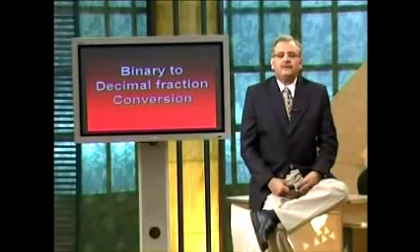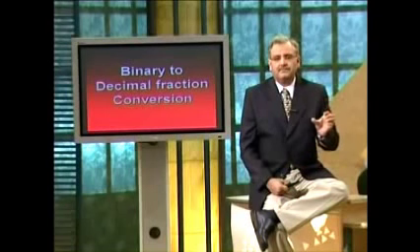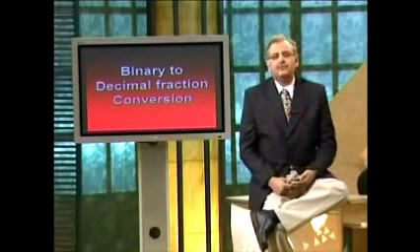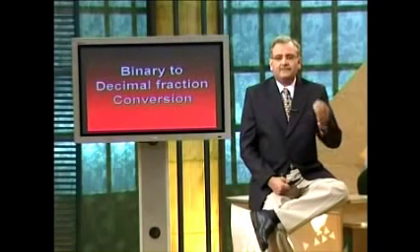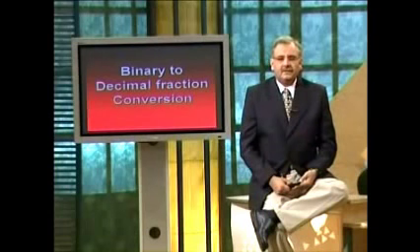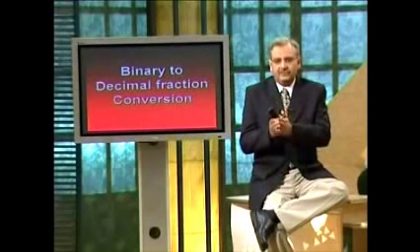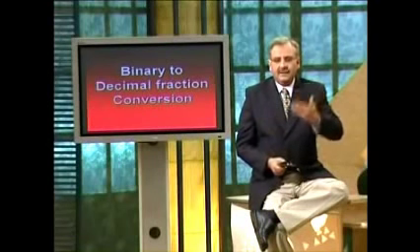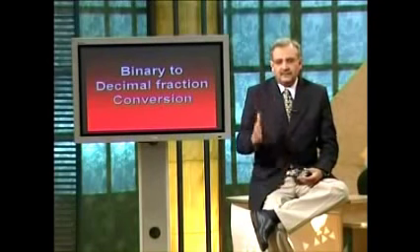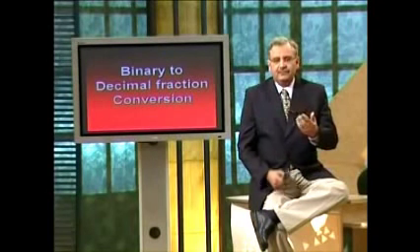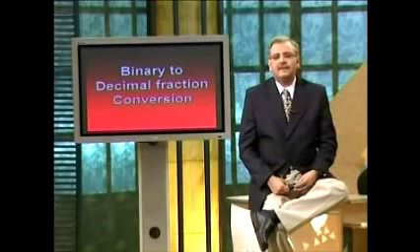Consider an example, 0.1101. It's a binary number represented as a fraction. We need to convert it into decimal. So sum of weights. What is the weight of the bit immediately to the right of the binary point? It's 2 raised to power minus 1. The weight of the bit immediately to the right of the binary point is one half. What is the weight of the next bit? It's 1 by 4. The next bit has the value 0, so you don't need to worry about the weight of that particular bit. The last bit has the weight 1 by 16.